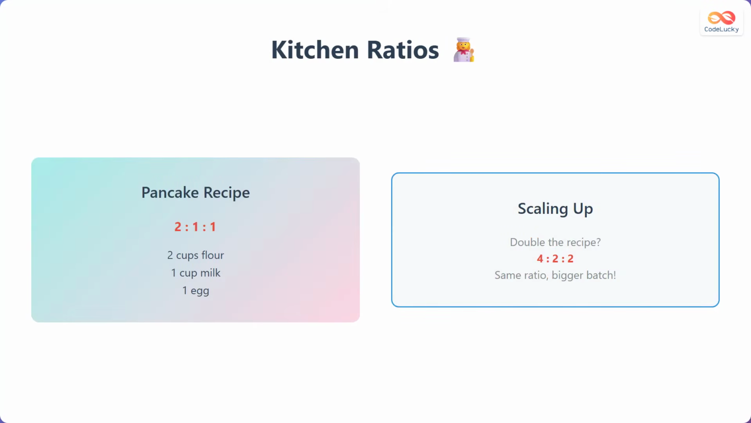Let's look at how ratios are used in the kitchen. Think about a pancake recipe. A basic pancake recipe might have a ratio of 2 to 1 to 1. This means for every 2 cups of flour, you'll need 1 cup of milk and 1 egg. What if you want to double the recipe? Then you just double each ingredient, keeping the ratio the same, which will be 4:2:2. So you would use 4 cups of flour, 2 cups of milk, and 2 eggs. The ratio stays consistent, ensuring your pancakes come out perfect every time.